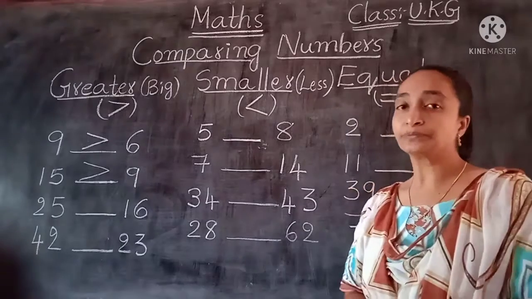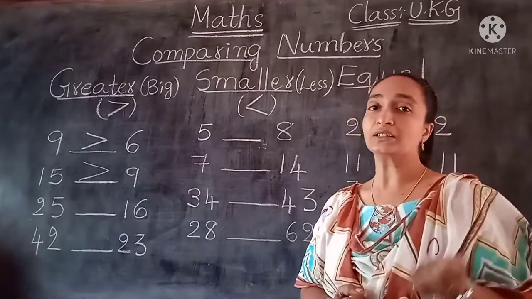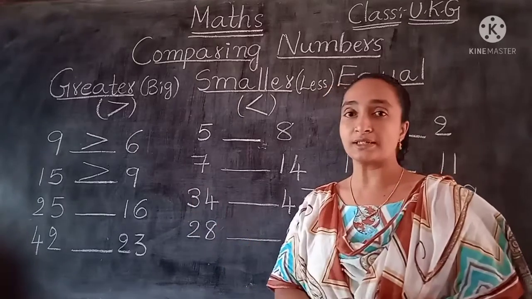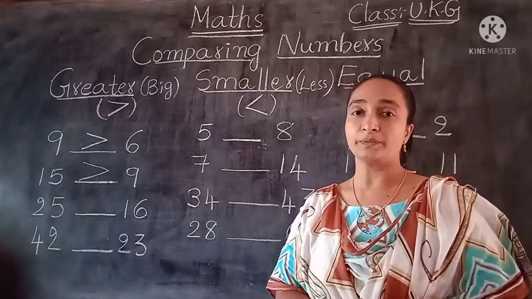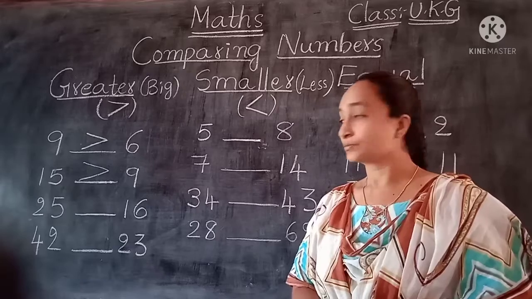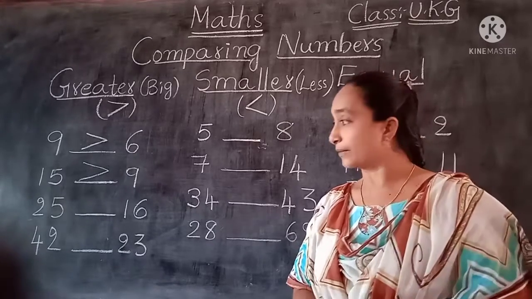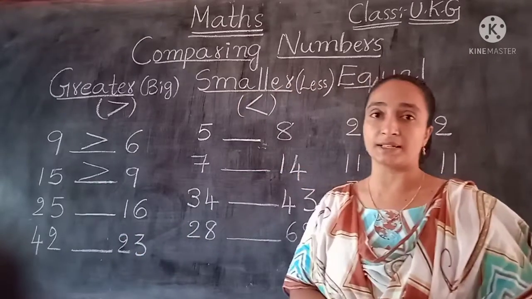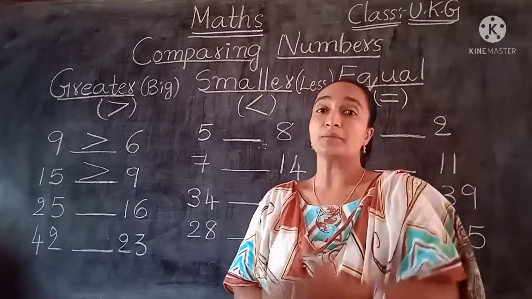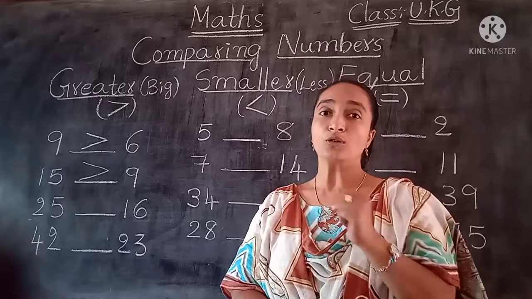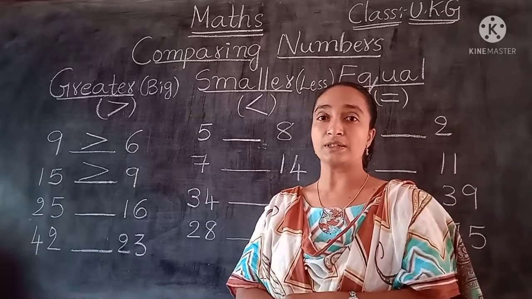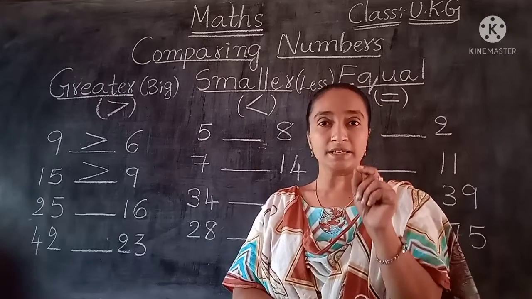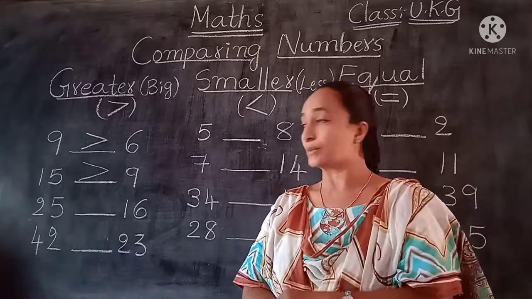Now, what if both sides are two digit numbers? This side is a two digit number and this side is also a two digit number. How could we find out? Let us see. Here we have 25 and 16. How could we find out which is the big number? Now we have a confusion. Yes, for this also there is a very small trick.